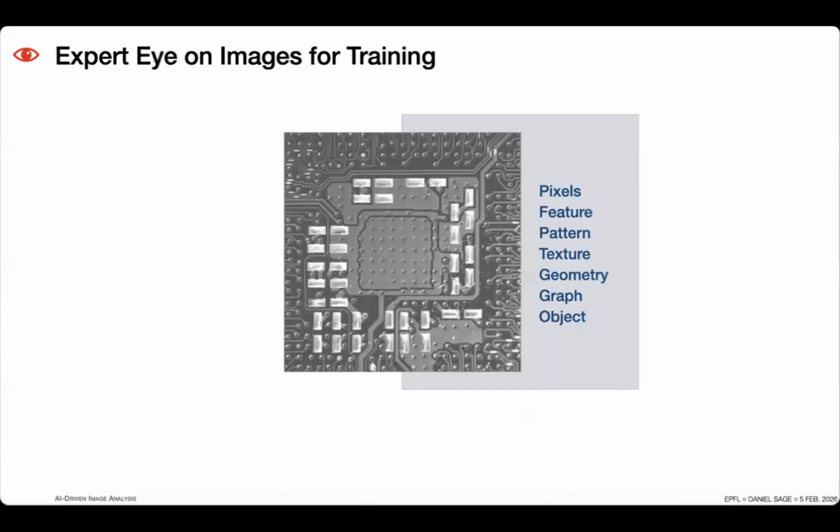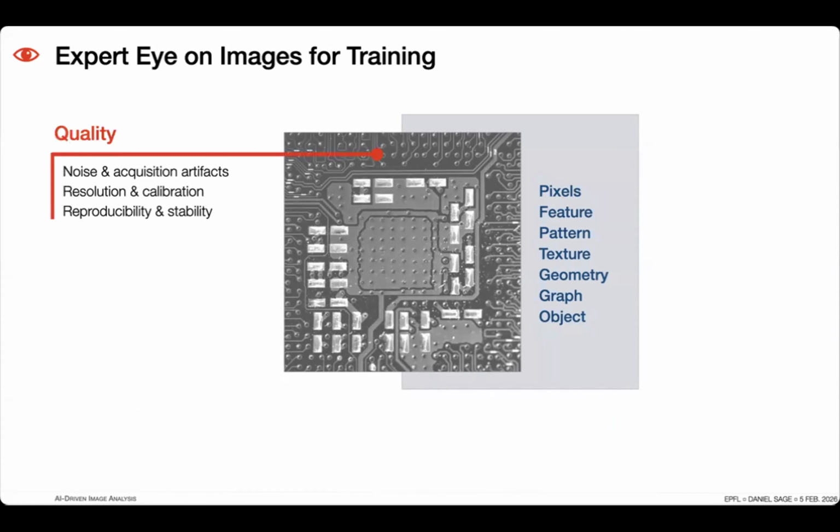So when we are looking at an image, I like to see the image with different compartments. Obviously you have the pixels, as we say, but there are other kinds of things. There are the visual features that you have. You may have some patterns, texture. You have a geometric organization. You can link objects by graph and so on.